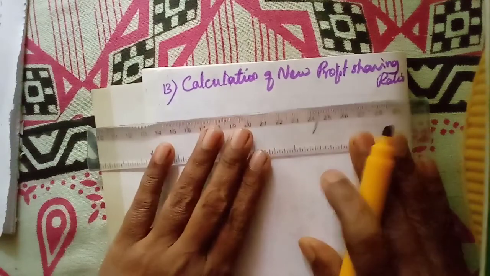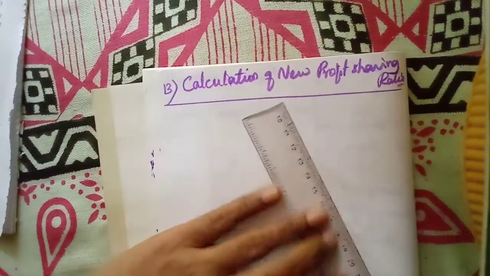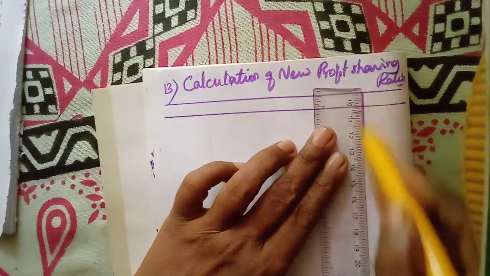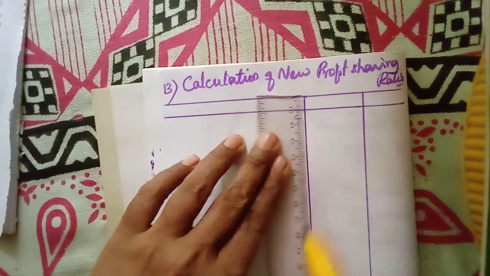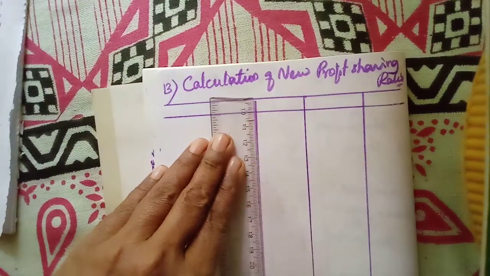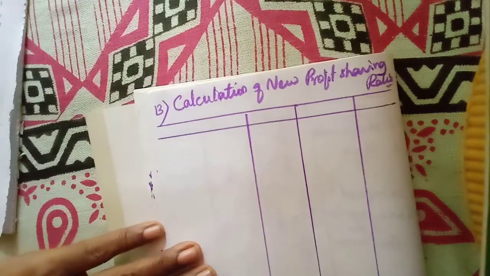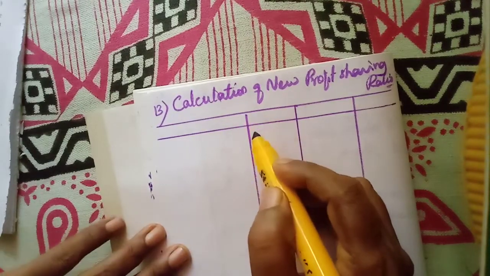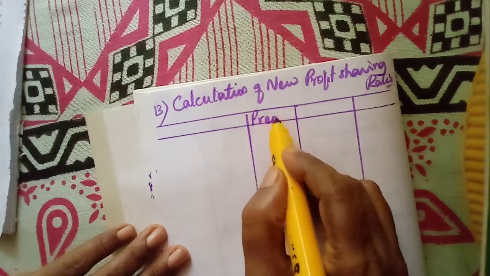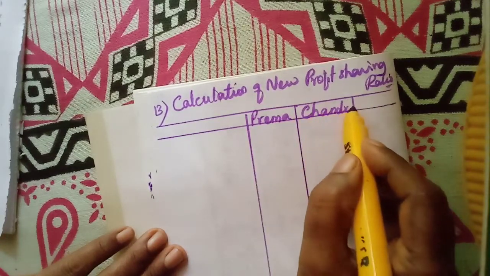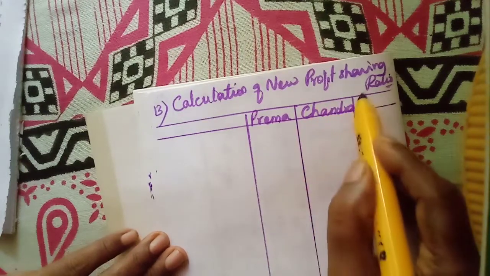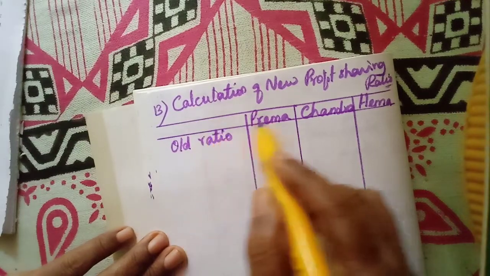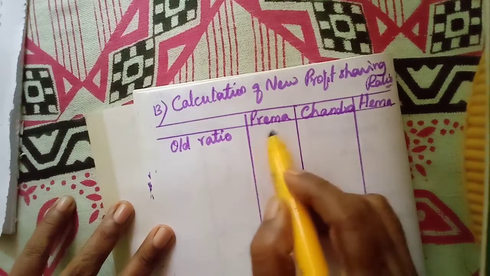Okay, now draw the columns for 3 partners. Yes, columns. New partner, then the two old partners. Here, who are the old partners? Number 13. Prema, then Chandra, the new partner Hema. Okay, first old ratio. What is the old ratio? 5:3.